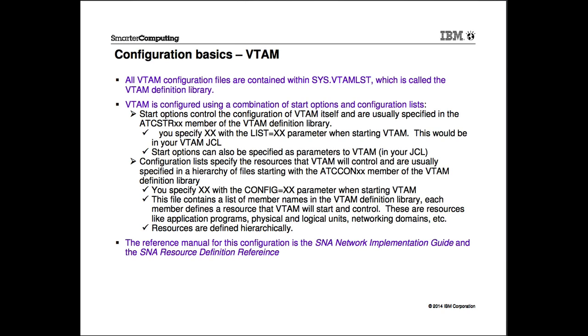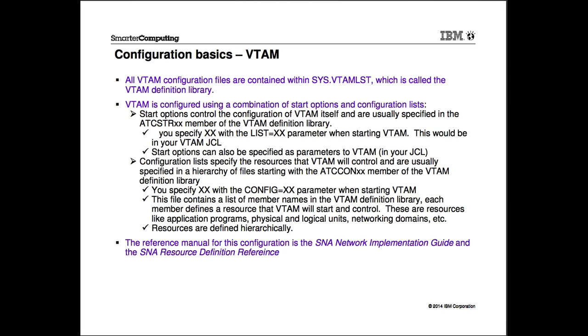And VTAM is controlled by using a combination of start options and configuration files. And it's all very particular. Start options control the configuration of VTAM itself. And they're usually specified in a specific member of the VTAM definition library that's called ATCSTRxx. And xx is a 2-digit number that you specify when starting VTAM. So when you start VTAM, you say LIST equals 01. It goes to ATCSTR01. That's where it gets the options for starting VTAM. Start options can also be configured as parameters to VTAM in your JCL, but most customers do it by files because it gets awkward to put a lot of parameters on a command line.